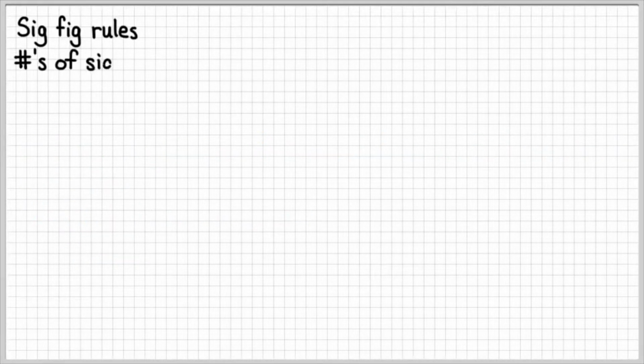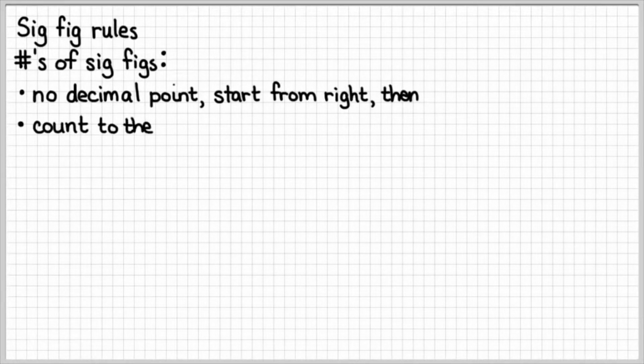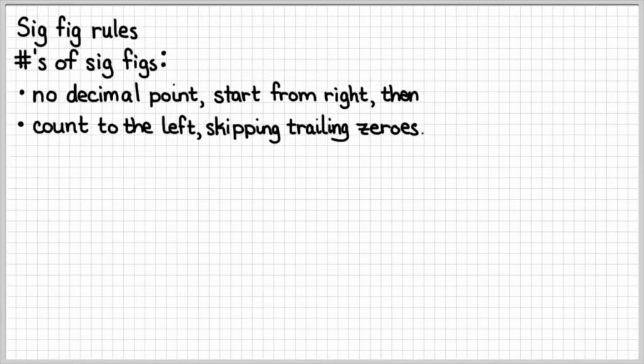Let's learn the sig fig rules. Here's the way you get the number of sig figs in a number when there is no decimal point. You start from the right and you move to the left. You skip over any trailing zeros until you come to the first number, and then you count all numbers after that. If we had the number 2000, we start from the right, count to the left, we skip all those trailing zeros, and we're left with one sig fig. So 2000 has only one sig fig.